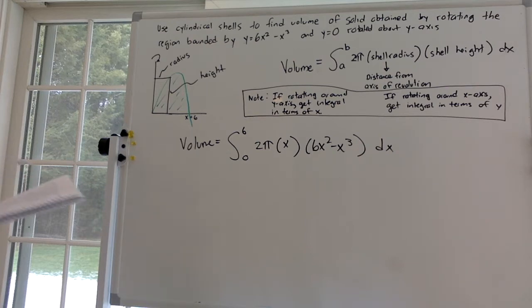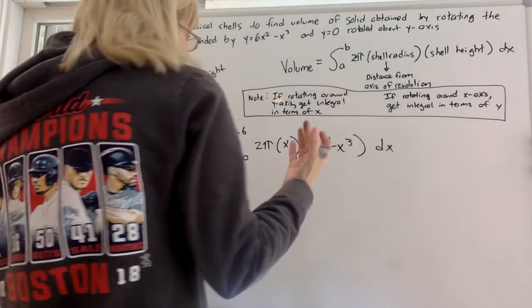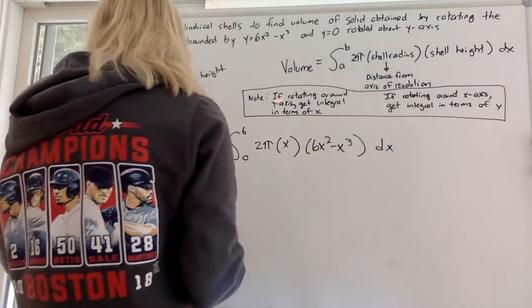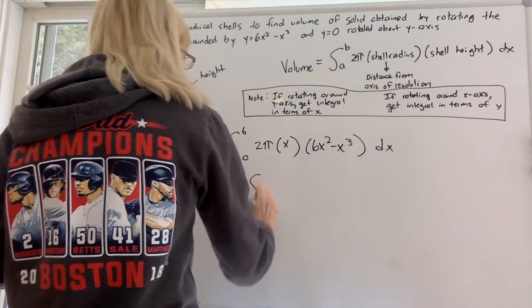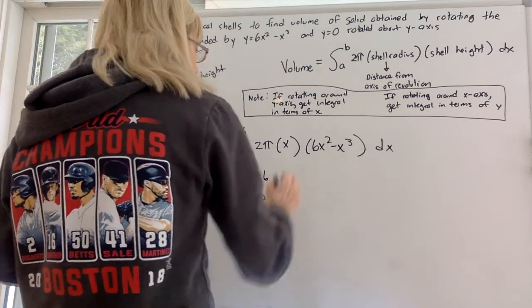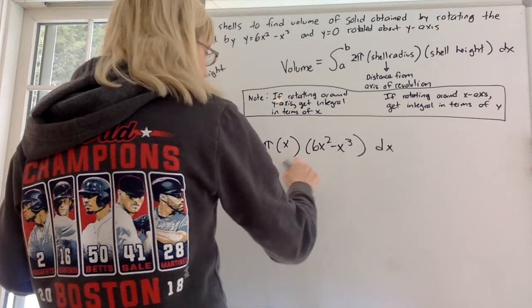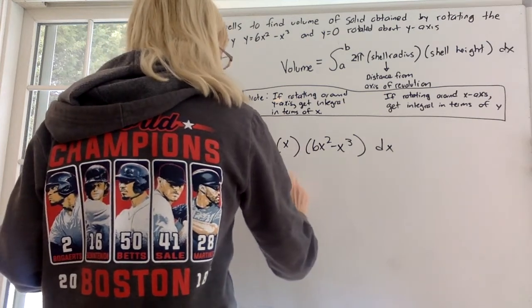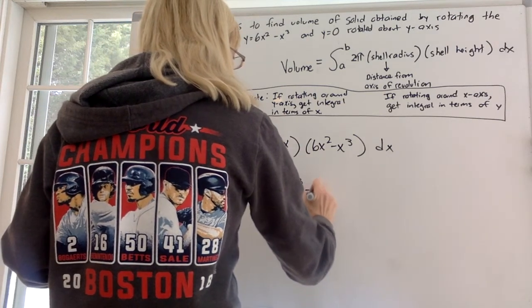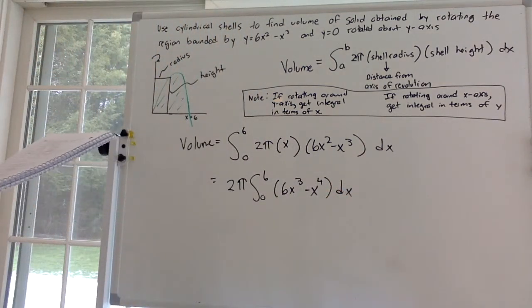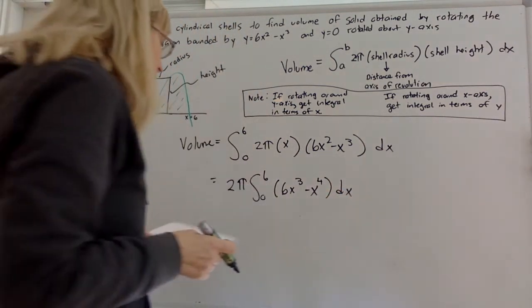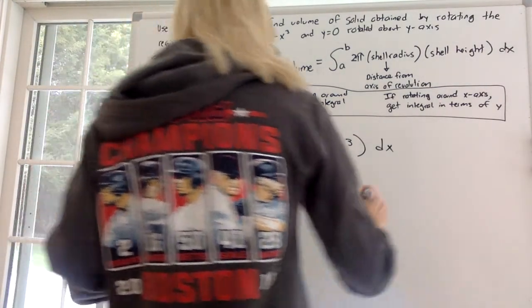Okay, so let's integrate. The first thing I'm going to do is put the 2 pi in front. It's going from 0 to 6. And I think I'll distribute the x. So what do we have? 6x cubed minus x to the 4th, dx. Is that correct? Right? Okay, so I just have to take antiderivatives, right?